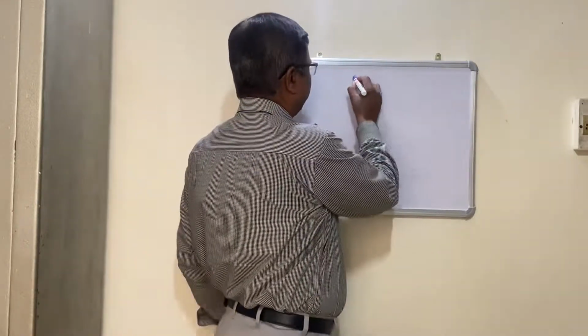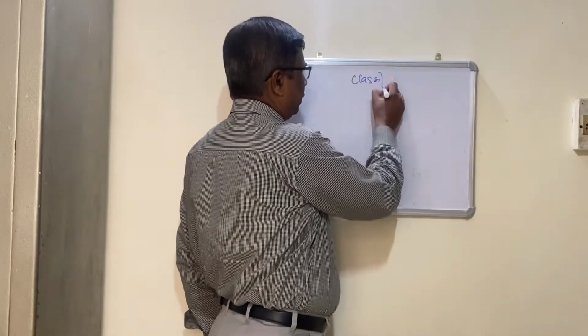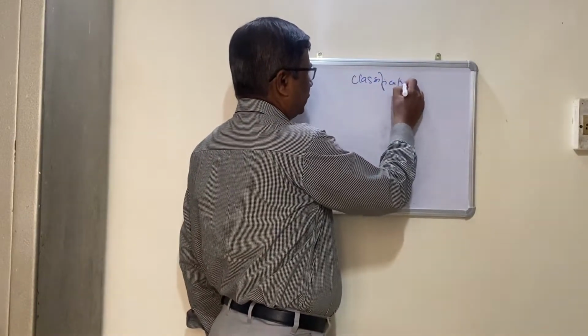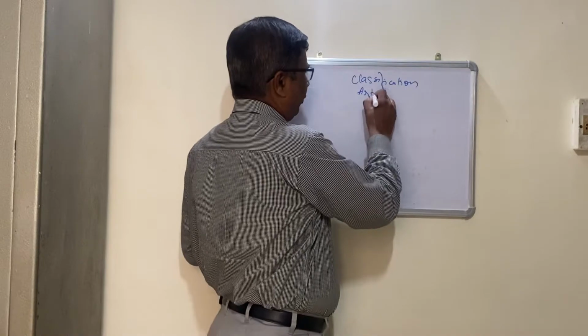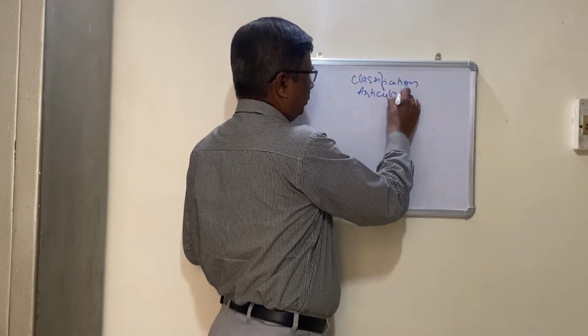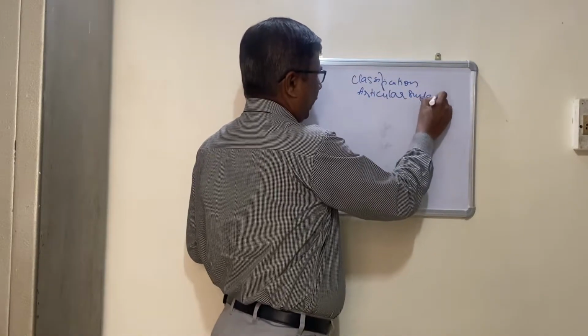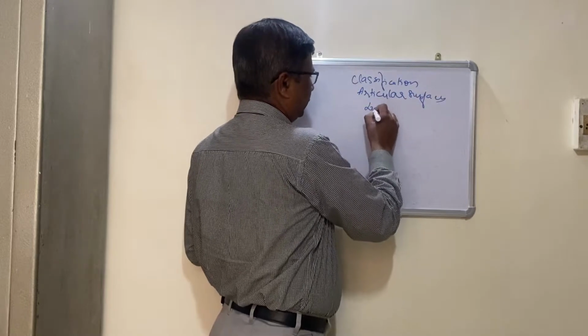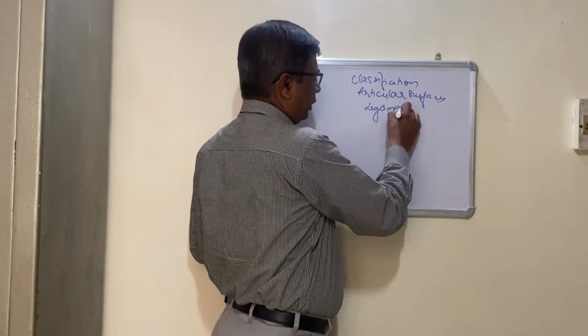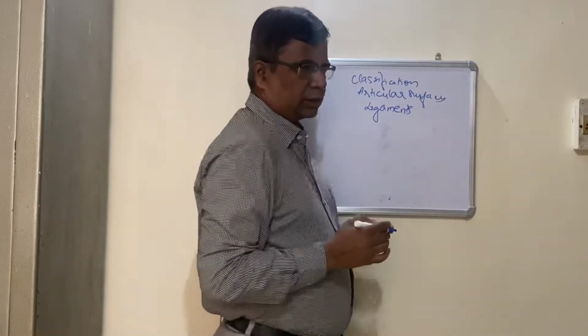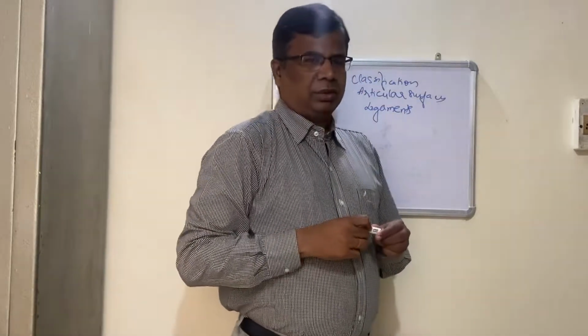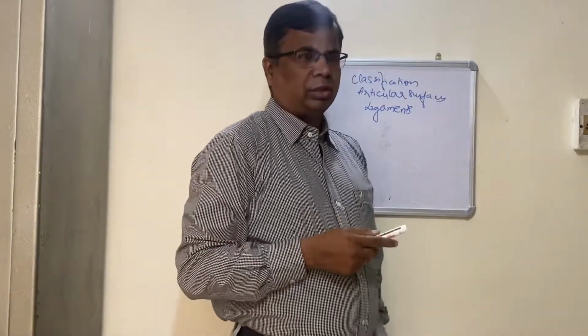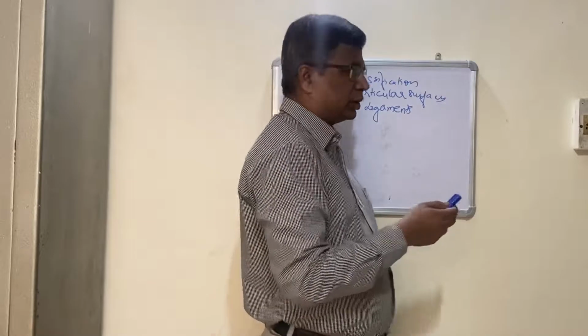In the last lecture, we learned the initial parts, the first 3 points of the shoulder joint. We learned classification, we have learned articular surfaces, and we have learned the ligaments. Okay, I hope you have understood yesterday's topic. So instead of making the video longer, I will just start with the next now.